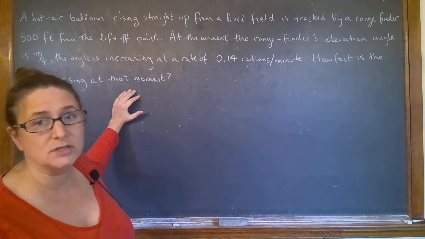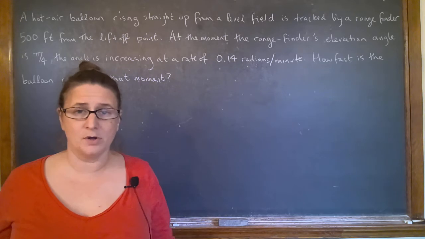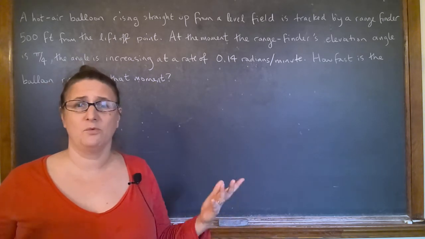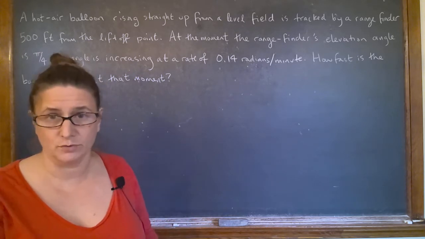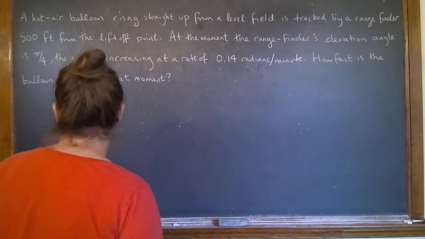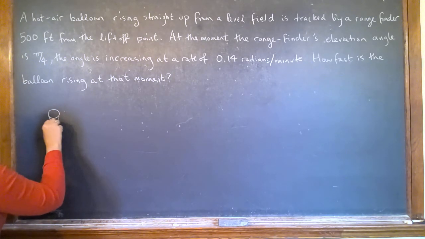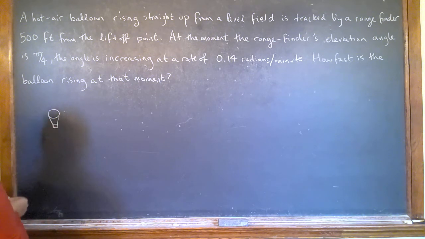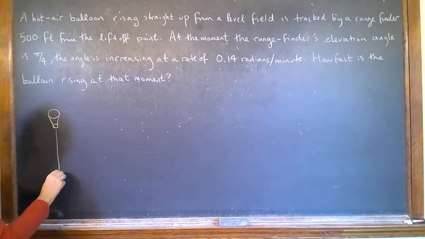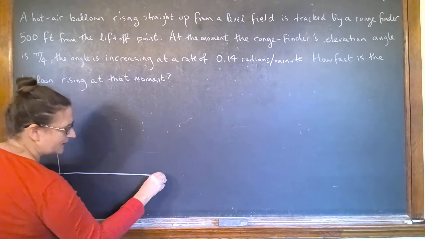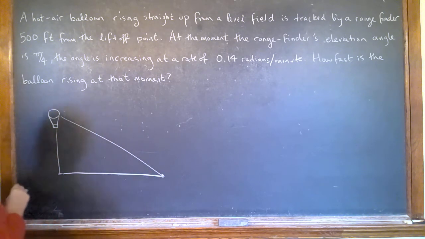The first thing, always draw a picture, give things variables, and see if you can figure out what the problem is even asking, what information is in the problem, and what information we're trying to find out. So let's draw this. I've got a hot air balloon, and it's rising straight up from the liftoff point. And the rangefinder is over here. So I've got a triangle situation going on.